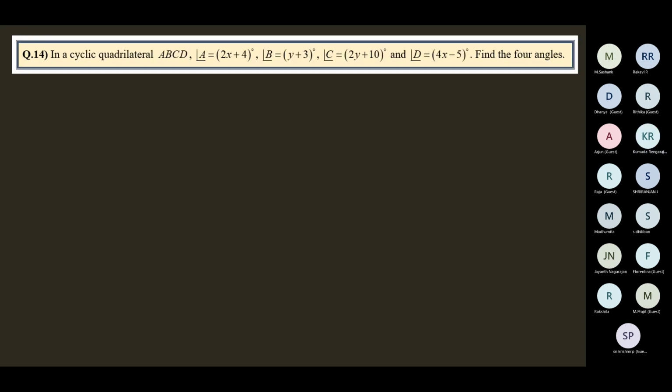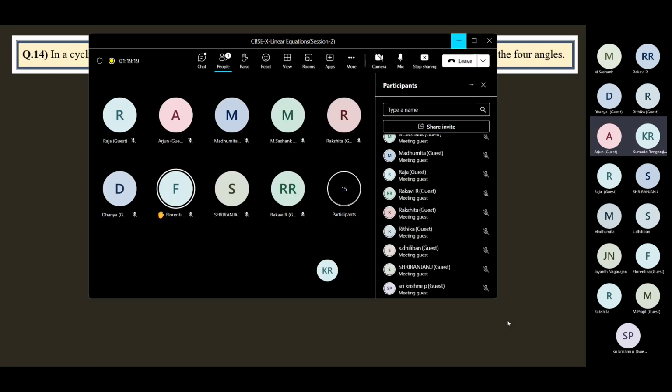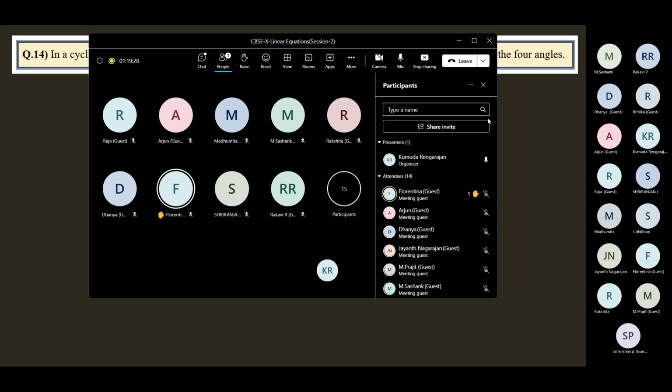Okay, children. Now, who can tell me the property of a cyclic quadrilateral? Ma'am, opposite angles are supplementary. Very good. Yes. So many of us remember that in a cyclic quadrilateral, opposite angles are supplementary.